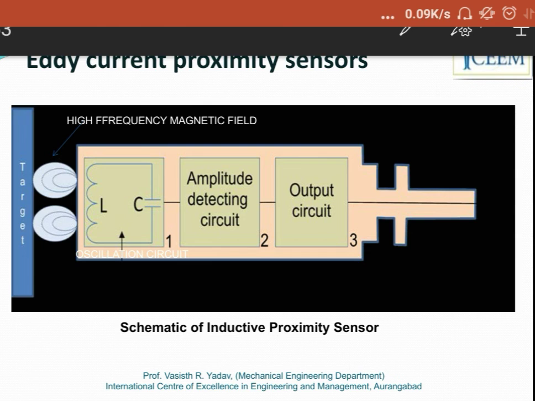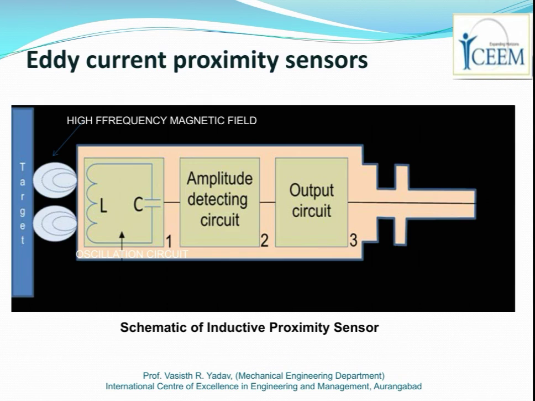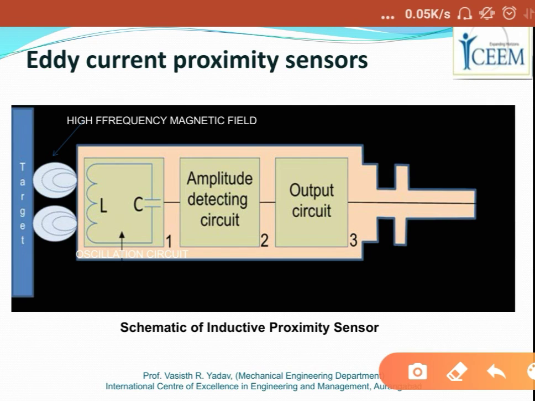So let us sum up all this working in very short. What does an eddy current proximity sensor consist of? It consists of a coil, an oscillating circuit, an amplitude detecting circuit, and an output circuit. And when an electric current is passed through the coil, it will generate some magnetic field, and if an object is brought within the vicinity of this magnetic field, then some magnetic field will get induced in that object.